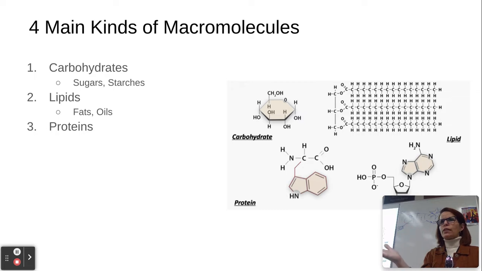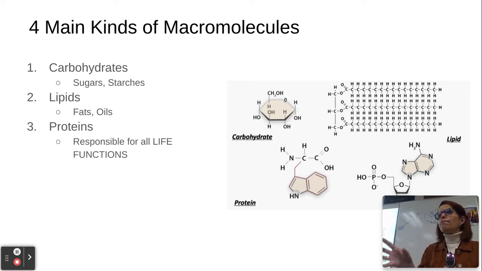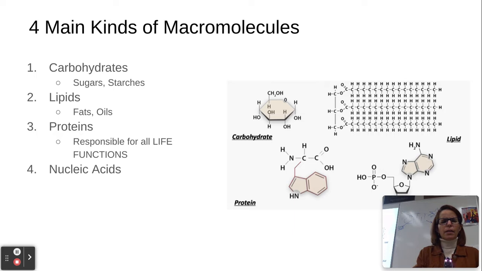They do things in the body and they speed reactions. Enzymes. Yes. Enzymes are a type of protein, but they're responsible for all of our life functions, and they speed up all the reactions in our lives. We'll go in depth about enzymes when we talk about cell energetics later. So we're not going to talk a lot about enzymes right now.